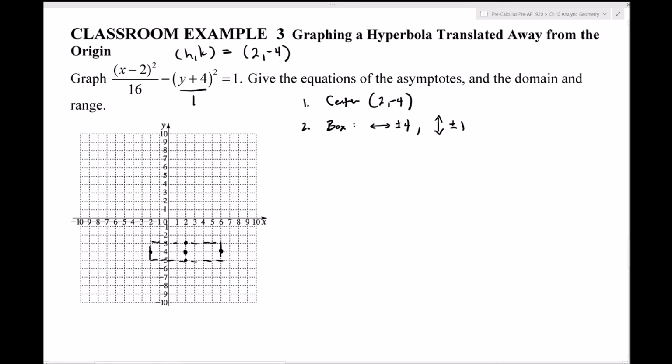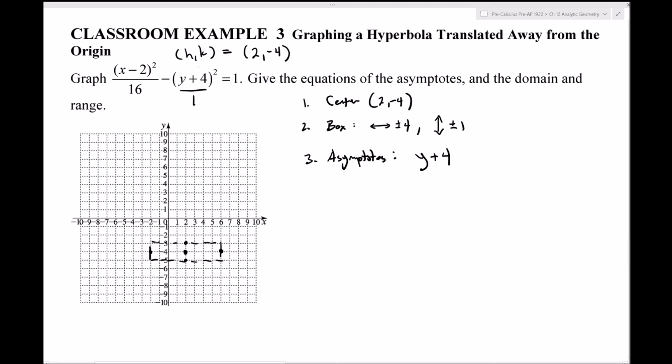So that means these lines are not very steep. They have a very small slope. And the slope on those lines would be 1/4, because it's a rise of 1, a run of 4. So that's going to be the asymptotes, first off, 3. So asymptotes: y, and it's going to be plus 4.